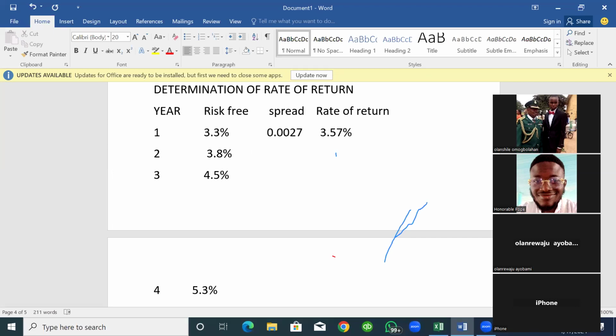Okay, I'm coming. We are much in this class. First or second one? 4.2. The spread is what? 0.042. Please, I want to understand. Sorry, I have a question. This 3.3 plus 0.0027, how does it give us 3.57? 3.3% is 3.3 over 100. Then you add it plus 0.0027. So whatever you get, you multiply it by 100, you get your rate of return in percentage. That's it.